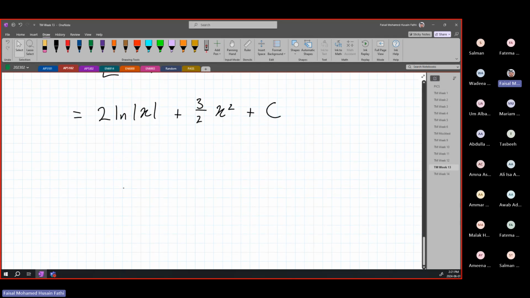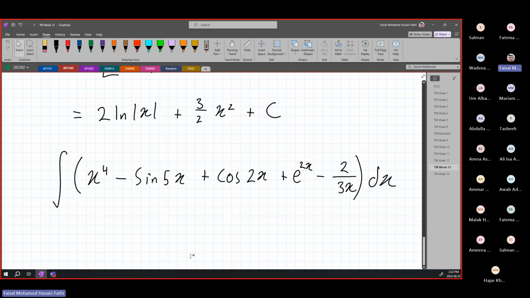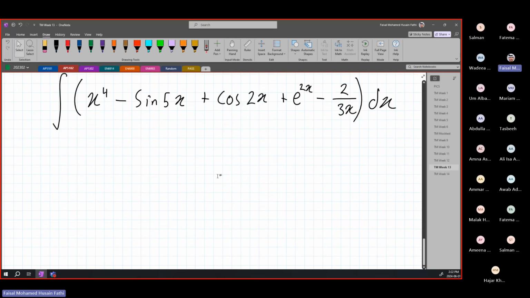Let's look at another example. Let's look at a longer one, a longer integration. So x to the power of 4 minus sine 5x plus cosine 2x plus e to the power of 2x minus 2 over 3x. If you see here, this tackles almost all the concepts that we have learned in integration.